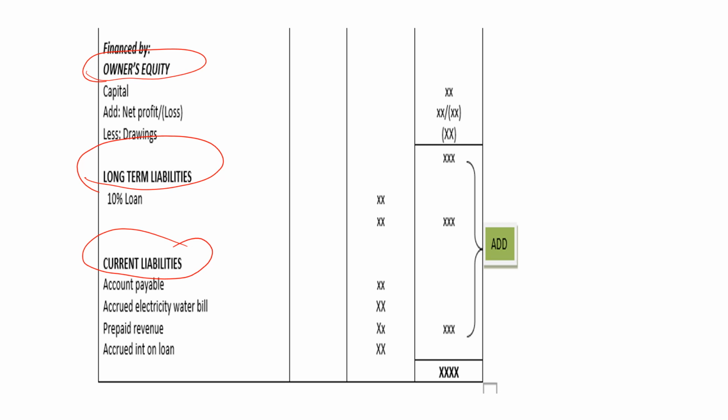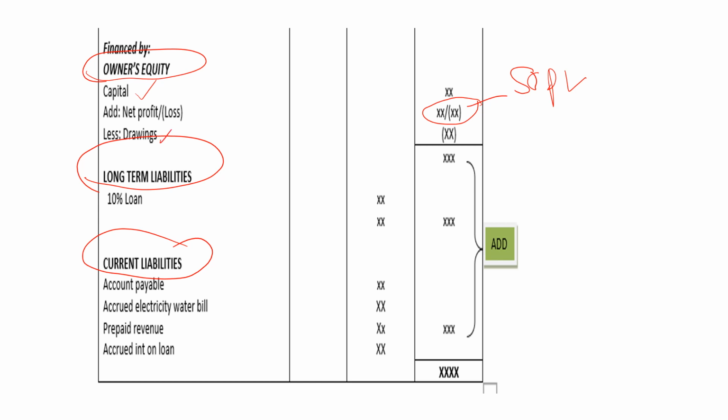Okay. So under owner's equity, we have capital, and then just now from statement of profit or loss, either you have positive or negative results, you will transfer to statement of financial position. If positive, means you will add with capital. If negative, put in bracket. That means your capital, you minus net loss. Okay, and then you minus drawings.